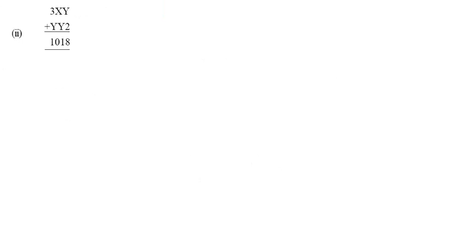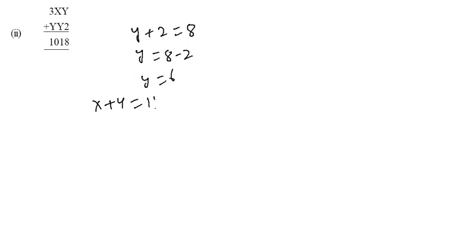Now come to question number 2, second part of this question. You can see here in the last unit place y plus 2 is equal to 8. So you can write here y plus 2 is equal to 8. So what will be the value of y? y is equal to 8 minus 2. So y is equal to 6. y is greater than 1, so there is some carry. So that means x plus y is equal to 11 because 1 is here. Now put the value of y, that is x plus 6 is 11. So x will be equal to 11 minus 6, so that becomes 5.